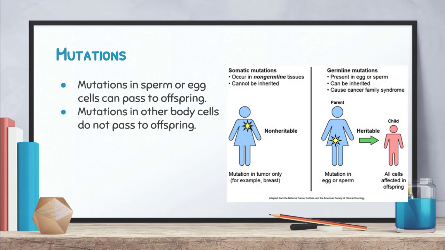Now, keep in mind that mutations in sperm or egg cells can be passed on to offspring. Those are inherited. But mutations in body cells do not pass to offspring. So for example, if I happen to get a mutation in one of the cells inside of my body now, the only way it can be passed on to a child or offspring is if it's in sperm or egg cells. If it's in body cells, that cannot be passed on to offspring.